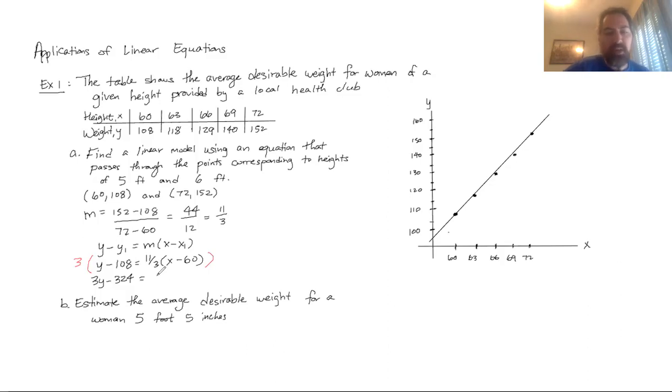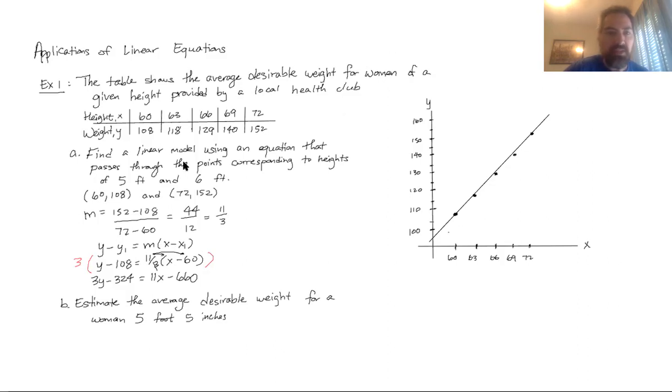And remember, we're multiplying by 3, so that on the right-hand side, that will cancel the denominator, leaving us with 11 times x minus 60. So distributing the 11, I'll do that in the same step. 11 times x is 11x. 11 times negative 60 is negative 660.